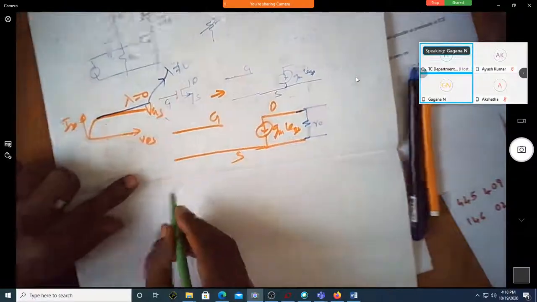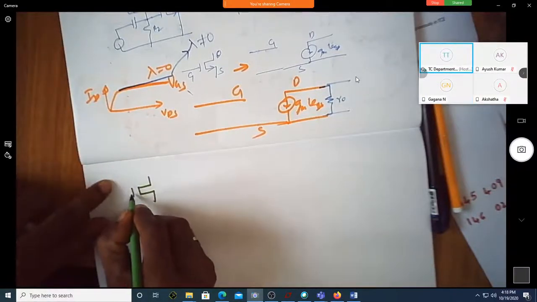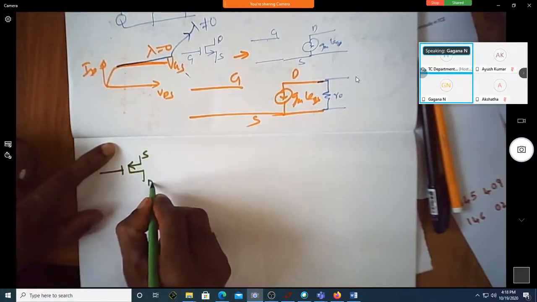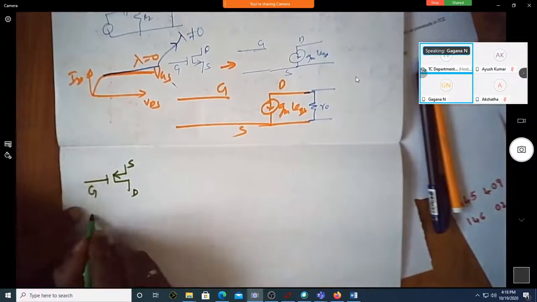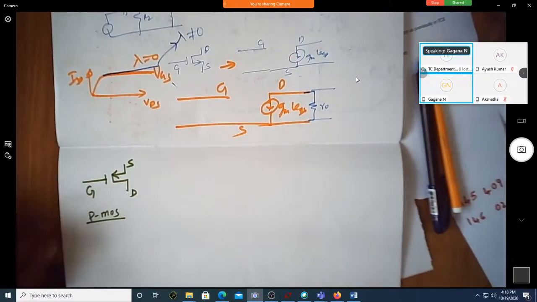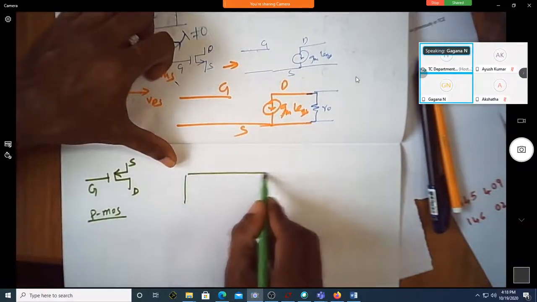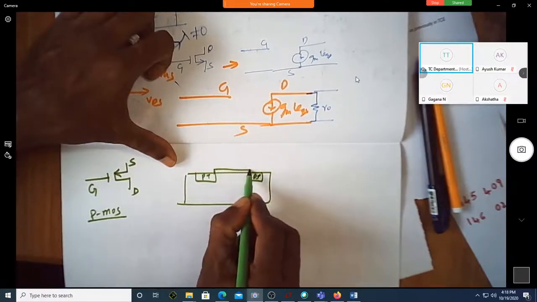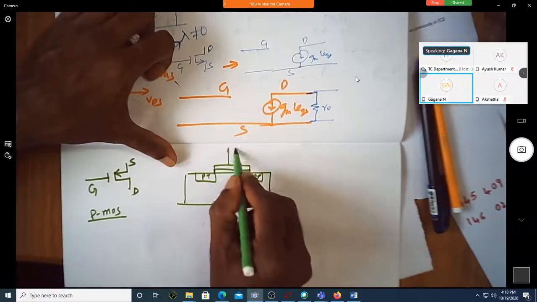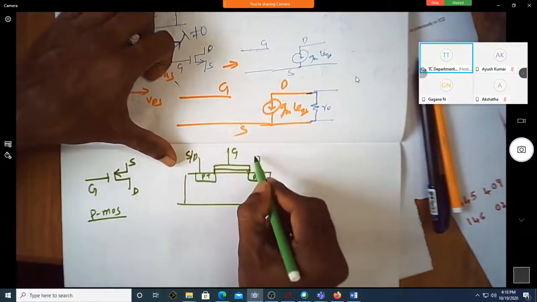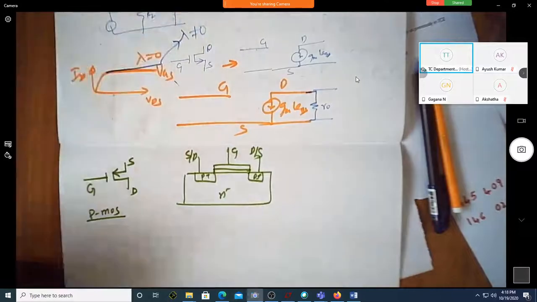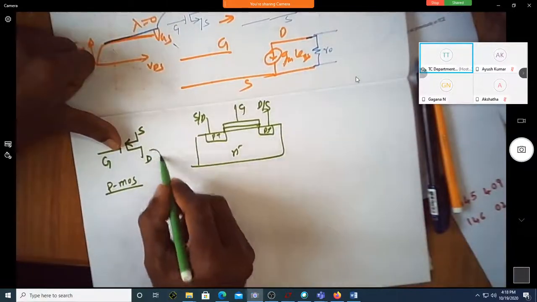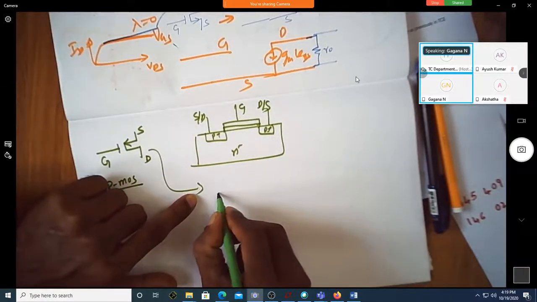On the same lines, let me write it for the PMOS transistor. You can see this is source, drain, gate. This is PMOS. The PMOS structure would be something like this. This is P plus, P plus, and you have the gate structure, of course, with oxide. This is gate, this is source, drain, this is drain, source, and this is the N minus substrate. Now the equivalent circuit of this would be something like this.